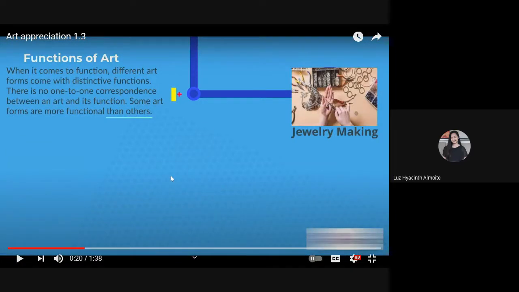Okay, the functions of art. When it comes to function, different art forms come with distinctive functions. There is no one-to-one correspondence between an art and its function. Some art forms are more functional than others. Architecture, for example, is highly functional, just like most applied arts. A building as a work of art is obviously made for a specific purpose, just like the Taj Mahal.